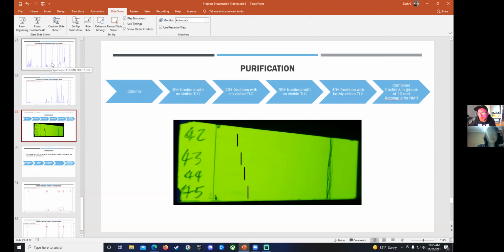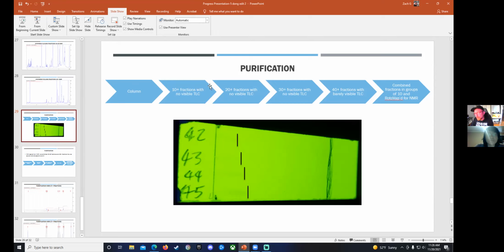We combined our 40 and above. So we did 40 to 45 and then 46 plus, combined those into one solution and ran that for our column. So we did our column and unfortunately ran into many more struggles. We performed the column, did 10 plus fractions, no visible TLC whatsoever, like nothing. You would never even know that we used the glass pipettes to put sample on the TLC.